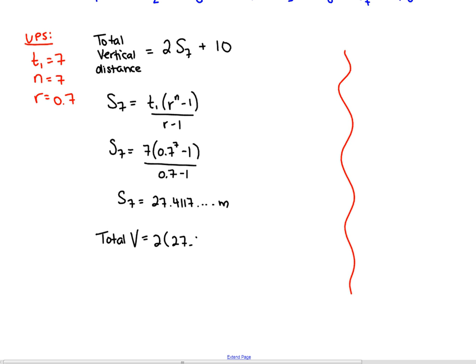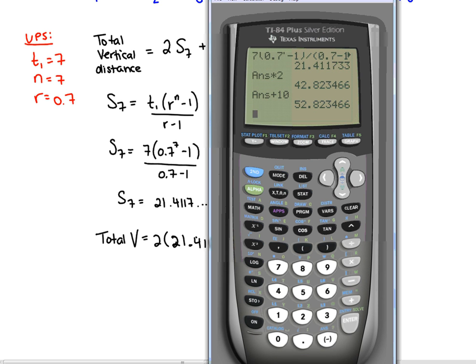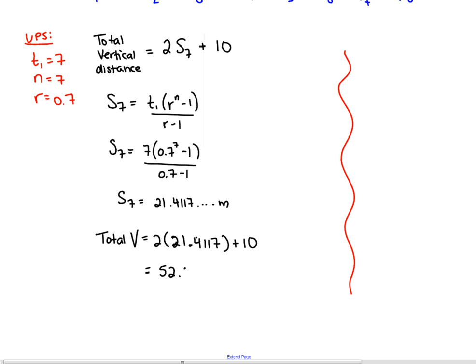Oh, is it 21? Thank you. So we're going to get our total vertical distance by doubling it. 2 times the 21.4117, and then adding on the 10. So times it by 2, and then add 10. Usually I'll say answer to 2 decimal places, unless it's a numeric response, then it probably would be 1 decimal place, but let's go to 2 decimal places. So 52.82. Okay.